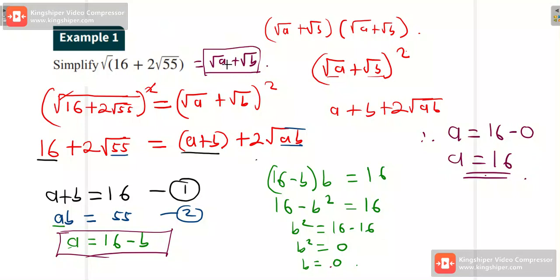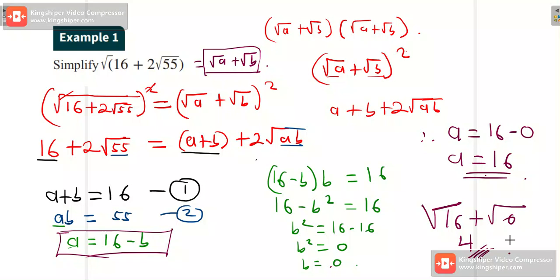So we can now go back to this and substitute the values there. To substitute the value there, wherever I see a, I'll put 16 there. So I have root of 16, then plus root of b, which is 0. And the final answer is going to be root of 16 is 4. And this part is what? Nothing. So the answer is 4. Now let us confirm whether this solution is correct.